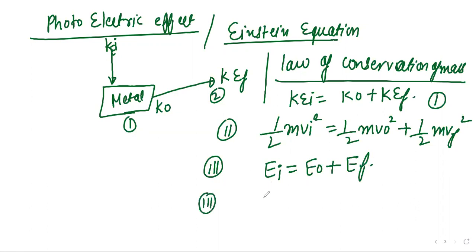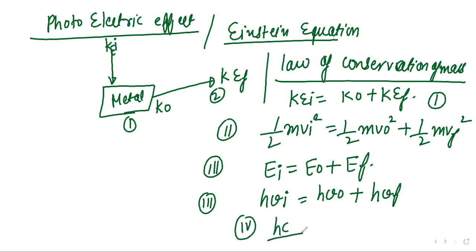Next it can be written as E equals H mu I, which is H mu naught plus H mu F. Mu is frequency here, H is Planck constant. The next form will be HC upon lambda I equal to HC upon lambda naught plus HC upon lambda final. These are the same equation written in different forms. All are called the Einstein equation only, and the experiment is called the photoelectric effect. Understood?